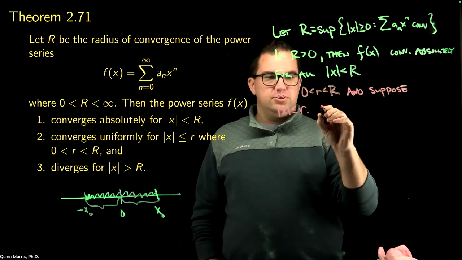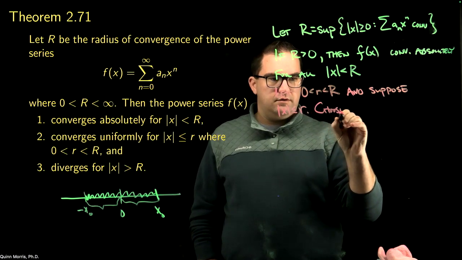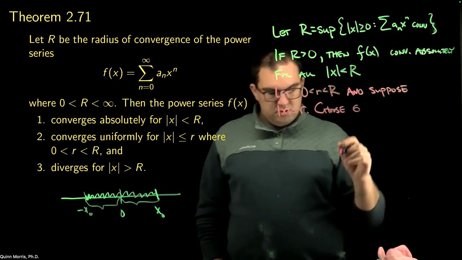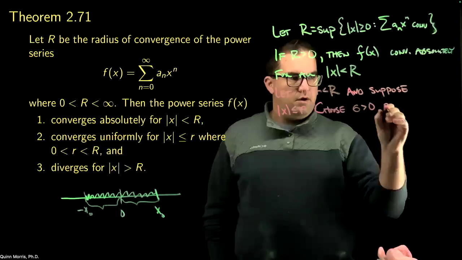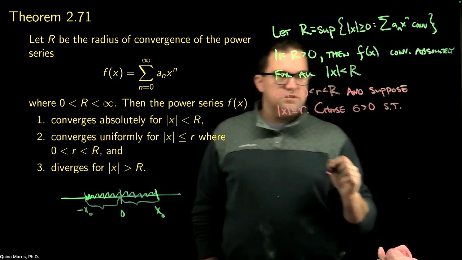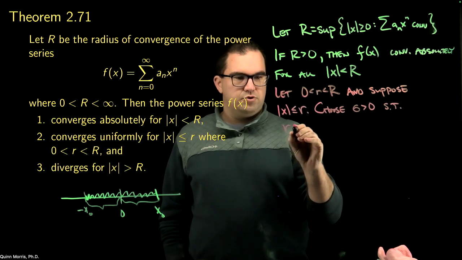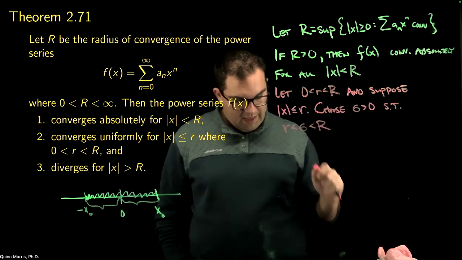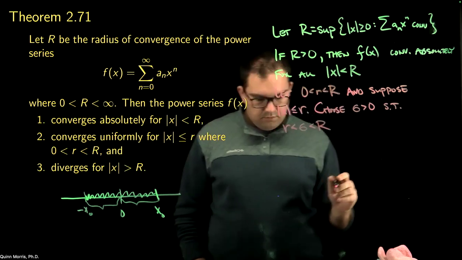Now I need to choose another thing. So I'm going to call this, say, lowercase sigma. I'm going to choose a sigma greater than 0 such that sigma is between little r and capital R.